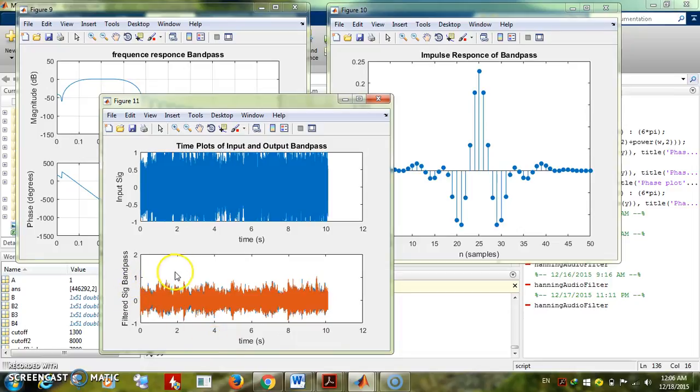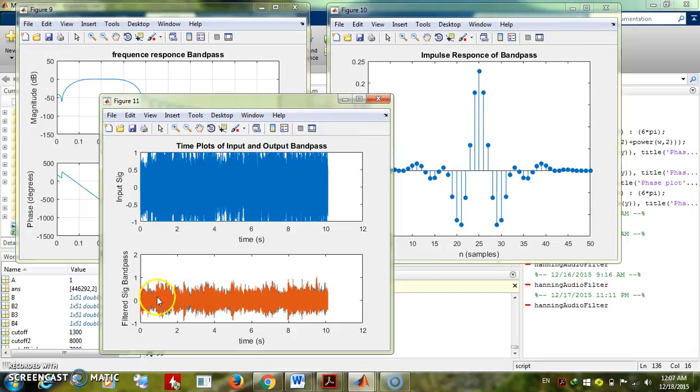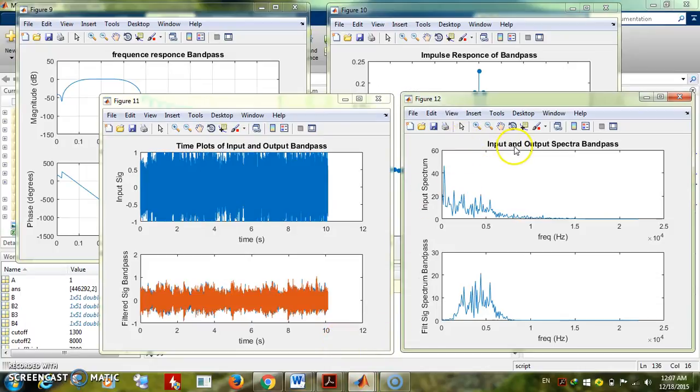The amplitude of the highest signal will be close to one or negative one. For this graph, it is the input and output spectra of the bandpass filter. The top one is the input spectrum, and the bottom one is the signal filtered by the bandpass filter.